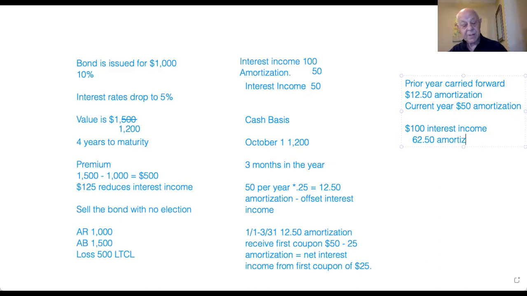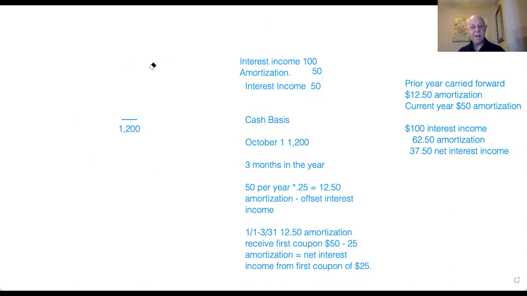So a cash basis taxpayer is getting a slight benefit because they're going to have $37.50 of net interest income. An accrual basis taxpayer would have ended up with $50 of net interest income, but this is all going to even out when they sell the bond or when the bond matures. The cash basis and accrual basis are going to come together once again. All right, so this is how the bond premium amortization works.